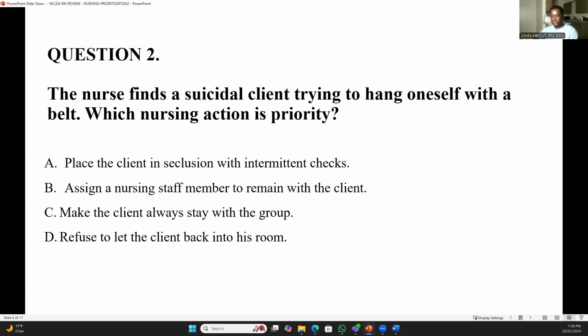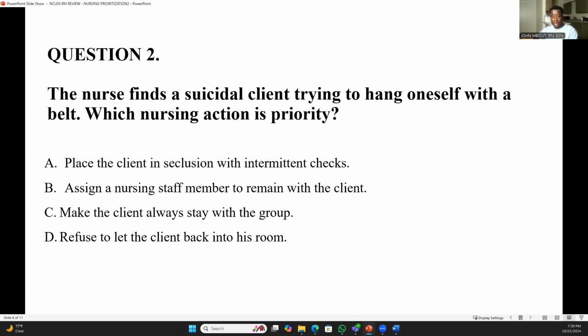Let's see the options first. A, place the client in seclusion with intermittent checks. B, assign a nursing staff member to remain with the client. C, make the client always stay with the group. D, refuse to let the client back into his room.